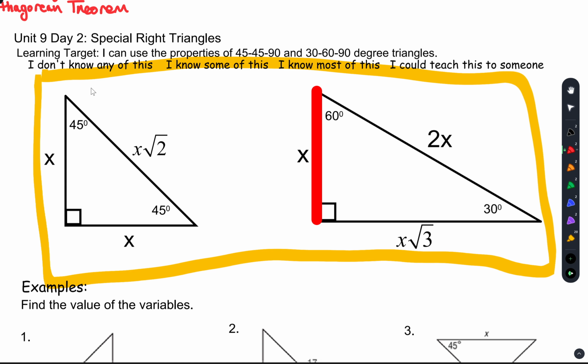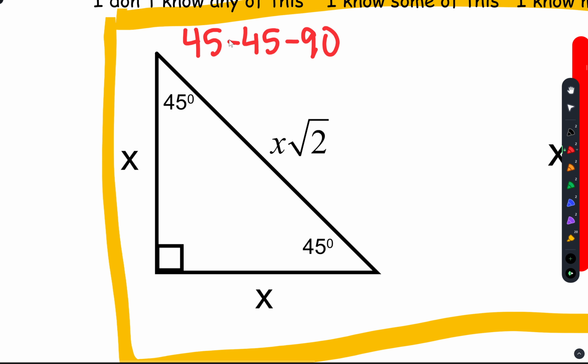The first one is called a 45, 45, 90 triangle. And hopefully you can guess why that is. It's because the angles are 45, 45, and 90 degrees. And the other kind of triangle, again, very creatively named, is called a 30, 60, 90 triangle. And within these two triangles, we have different values for their side lengths that we are going to memorize so that we can very quickly get these answers.